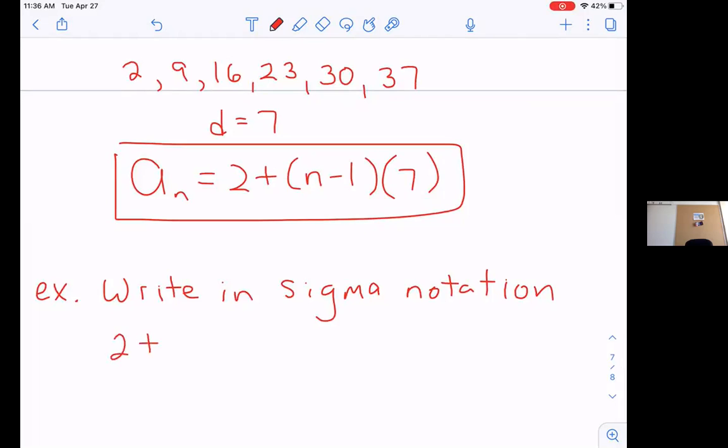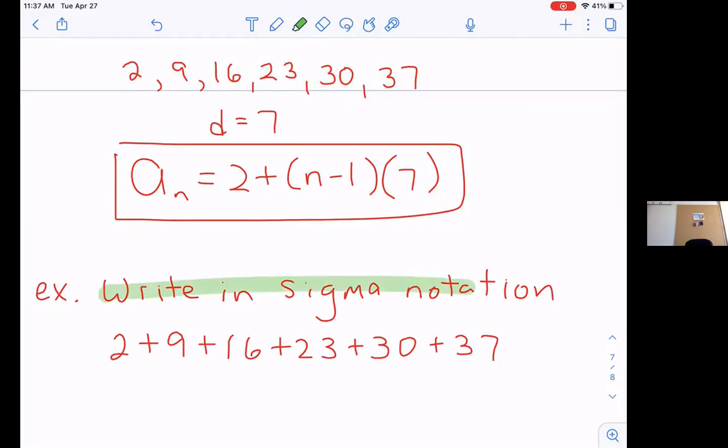2 plus 9 plus 16 plus 23 plus 30 plus 37. So the same string of numbers that we had up here, I just want to add them all up. I want to write it in sigma notation, which means telling the reader to add those up.